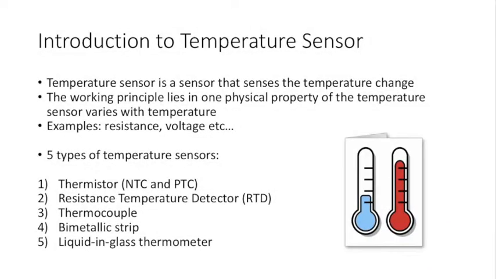A temperature sensor is a sensor which senses a temperature change in the surrounding. One physical property in the sensor changes when there is a temperature change, and by measuring this change in the property, we can then draw a correlation to the change in temperature by using equations. There are 5 types of temperature sensors as listed, where they work on different physical properties.